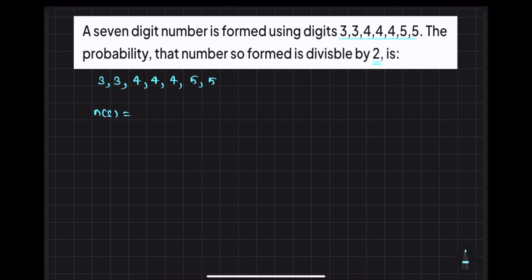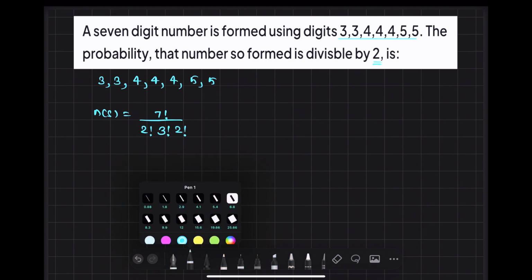So suppose that I am talking about the number of elements in the sample space. Look at this, it is 7 digits, so it can be permuted in 7 factorial ways without any condition, out of which 3 is being repeated twice, so for that 2 factorial, out of which 4 is being repeated thrice, so because of that we will be using 3 factorial, out of which 5 is being used twice, so for that we will be using 2 factorial.